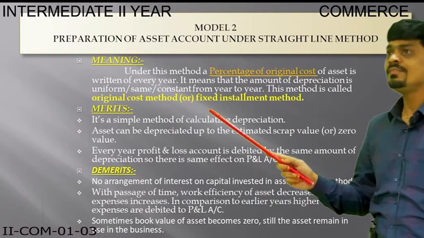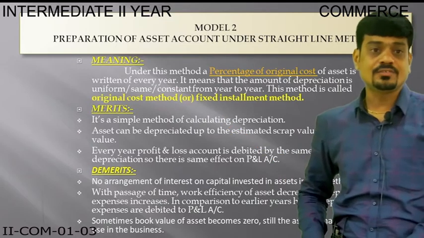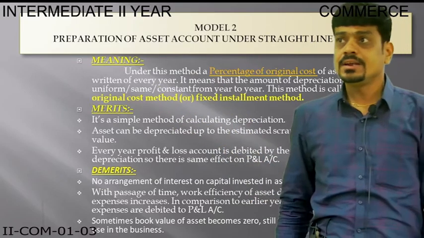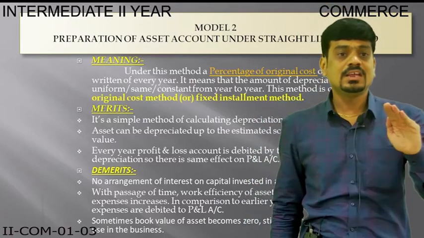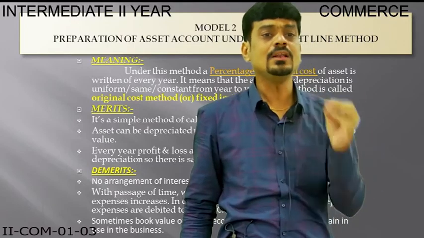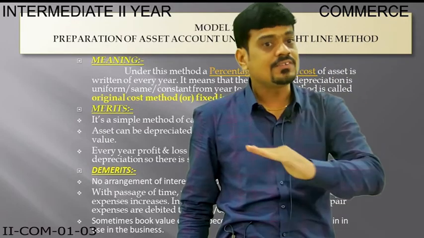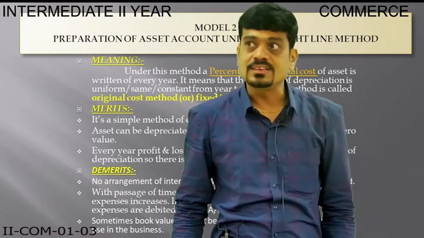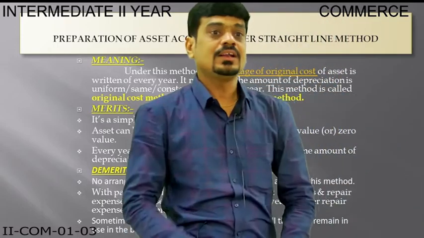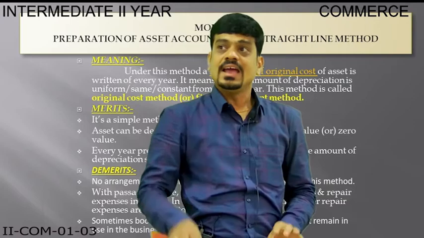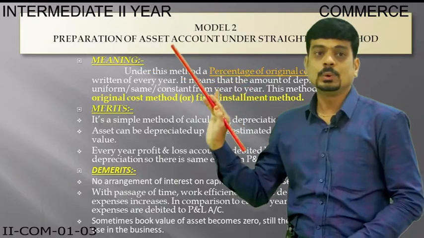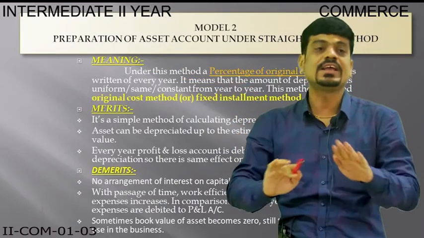Now, when we look at the merits and demerits of this method, we see that it is a very simple method of calculating depreciation. Why is it simple? Because in this method, we calculate depreciation only one time. Say for example, 10,000 rupees depreciation we got, that will remain constant. So calculation became easy. Secondly, here we can depreciate the asset till its scrap value. In the sense, at the end of the life of the asset, the value of asset will become zero. That is for sure. In the sense, the asset will get exhausted.